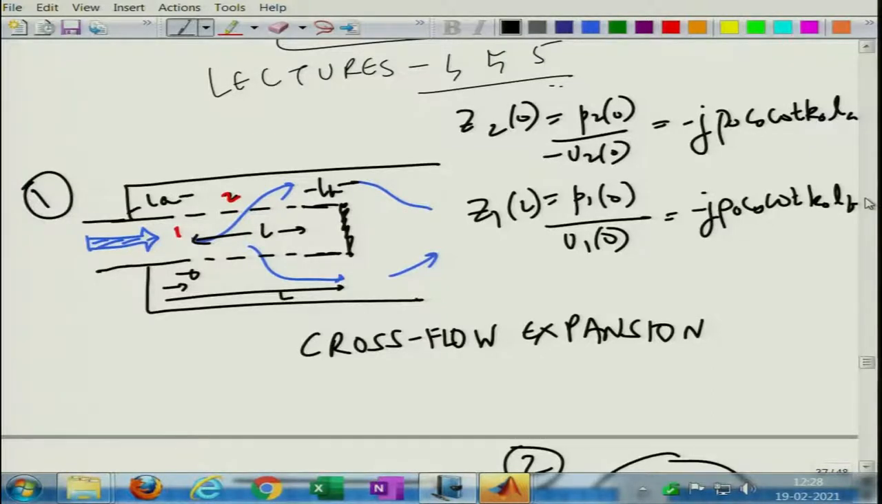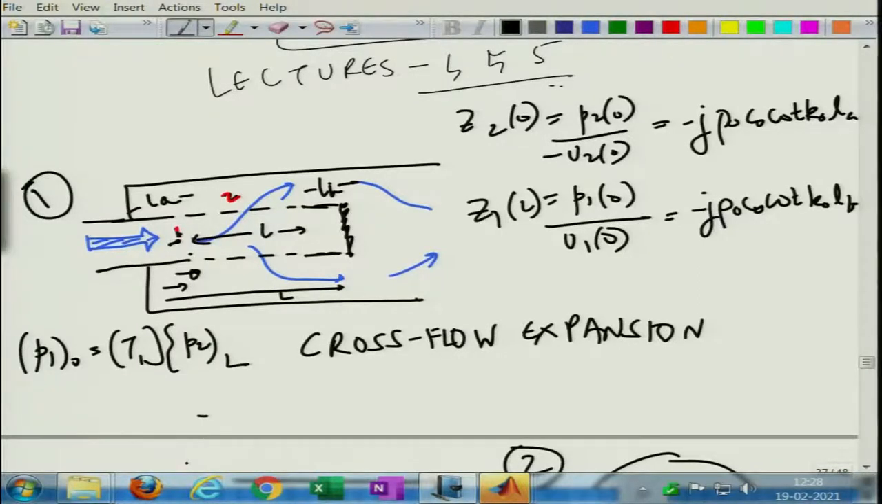So, once you apply that, you can relate the variables at this section 0, somewhere in the duct here, to the variables here. And then once you get the transfer matrix from this point to this point, let us put P1 at 0 is equal to some T1 matrix times P2 at L.